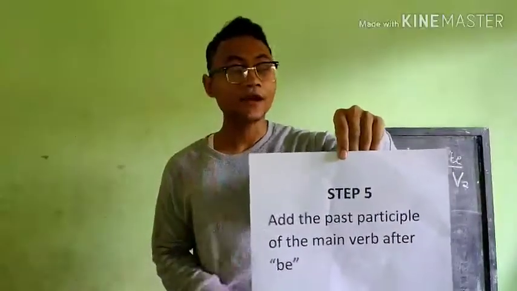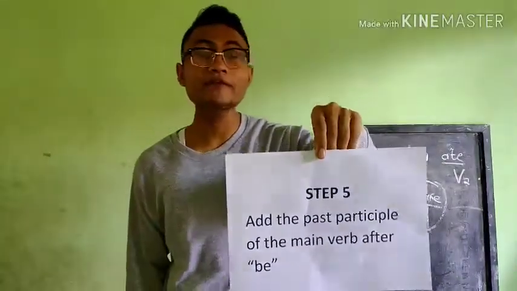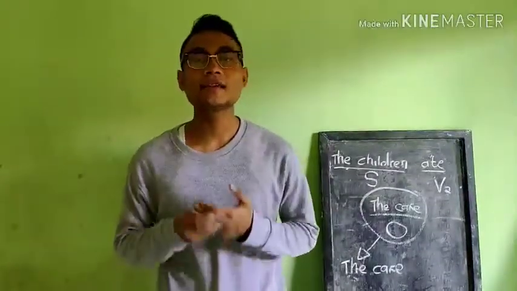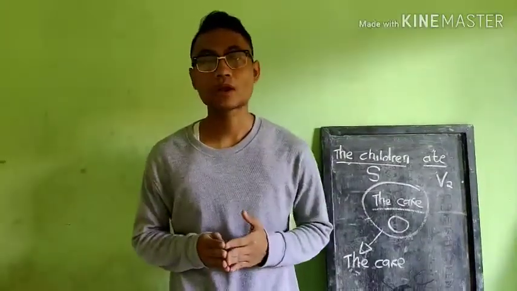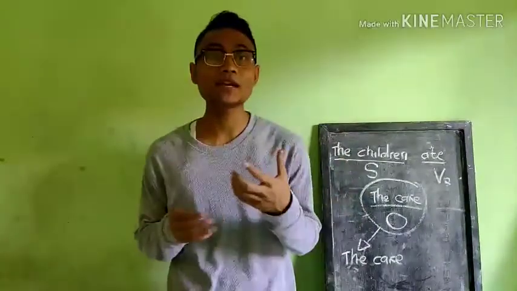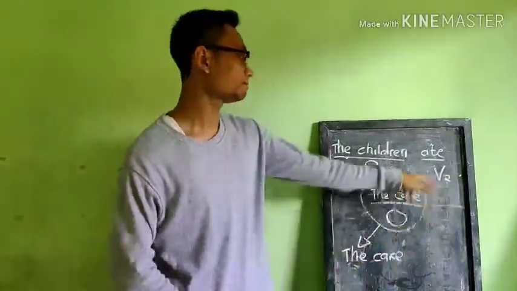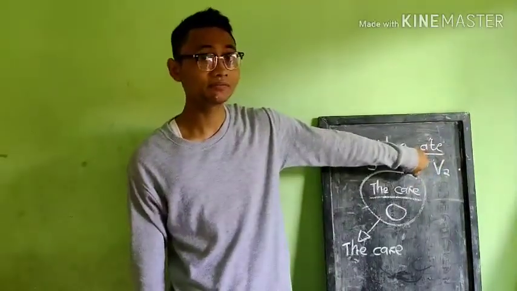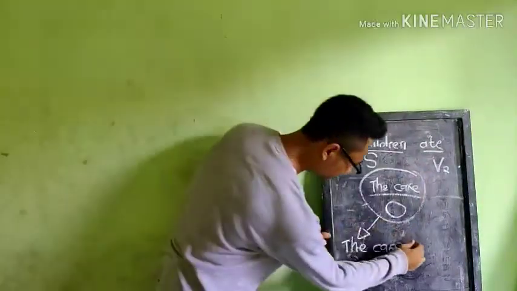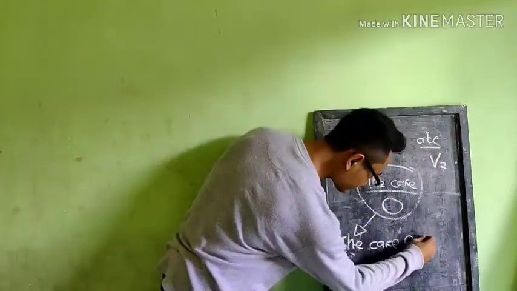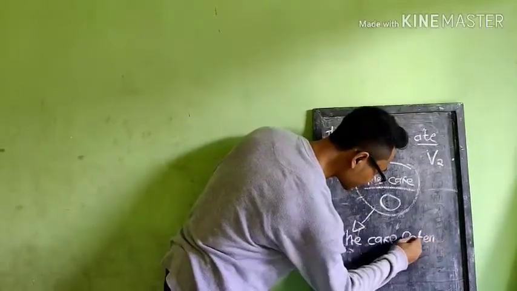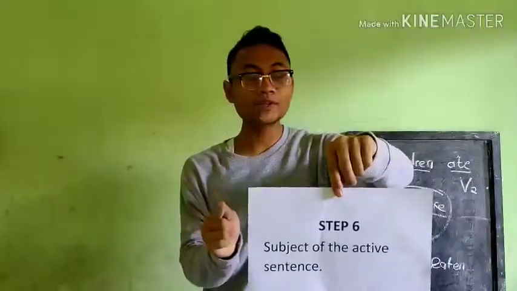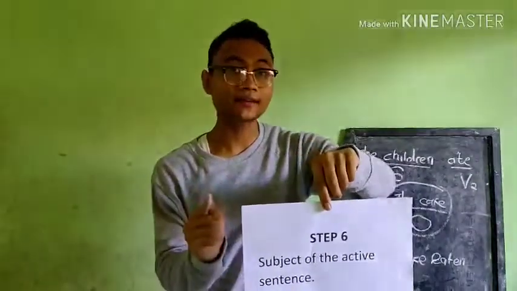Step 5. Add the past participle of the main verb after be. So looking back at the active sentence, the main verb is eat. So what is the past participle of eat? Eaten. Step 6. The subject of the active sentence.